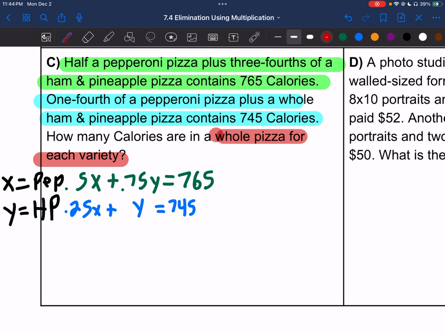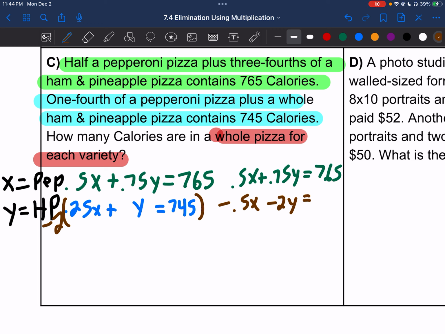All right, now in order for me to make this work, I'm going to need to multiply that bottom equation, and I'm going to multiply it by -2 so that my x's will cancel out. Now my top equation remains the same, so we're still going to have 0.5x plus 0.75y equals 765. My bottom equation, now that I'm going to multiply, is going to be -0.5x minus 2y equals -1480.